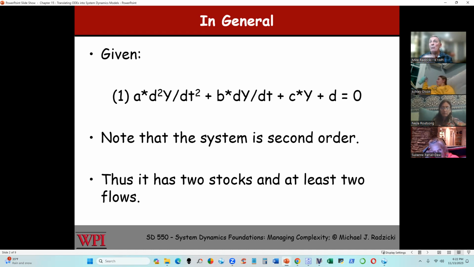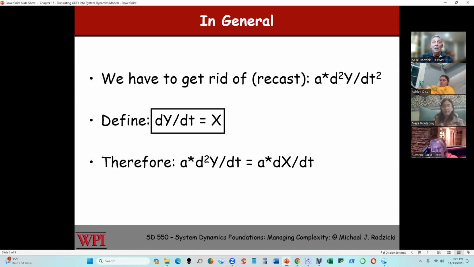So what do we do? And the procedure would be the same if it was d cubed y dt cubed, or d to the fourth y over dt to the fourth, whatever. Usually in the textbooks, you don't have higher than let's say a third order system, because it starts to get really crazy, right? All right, so we have to get rid of or recast that first term with the square in it.